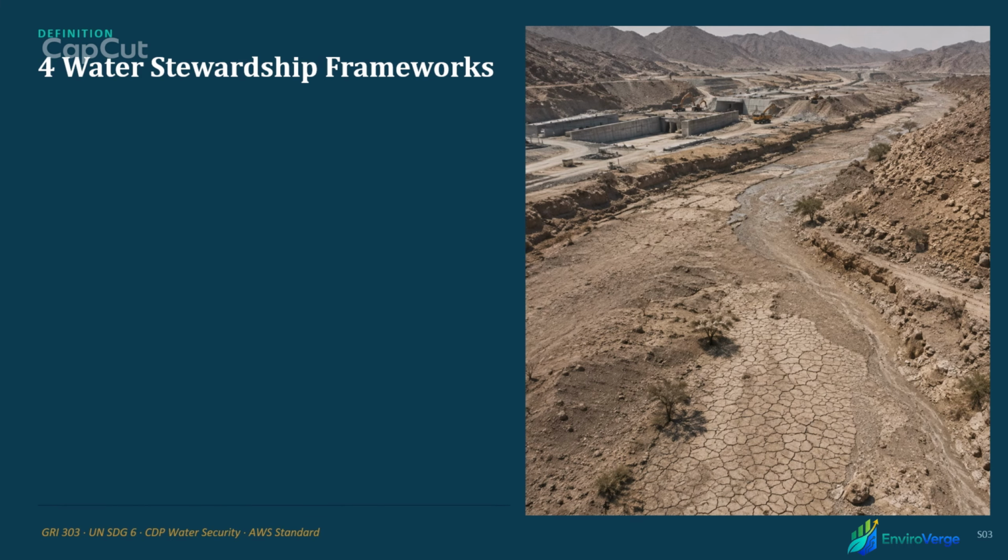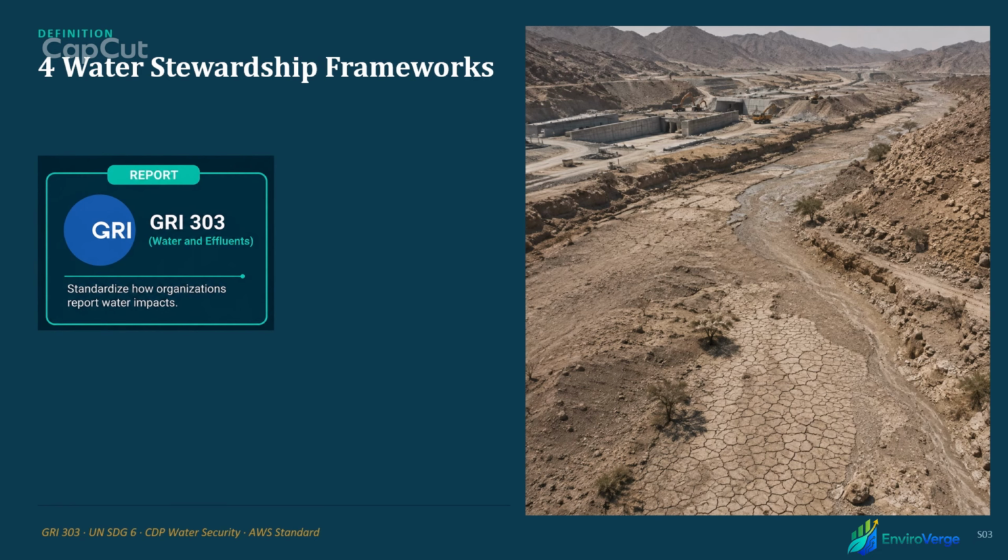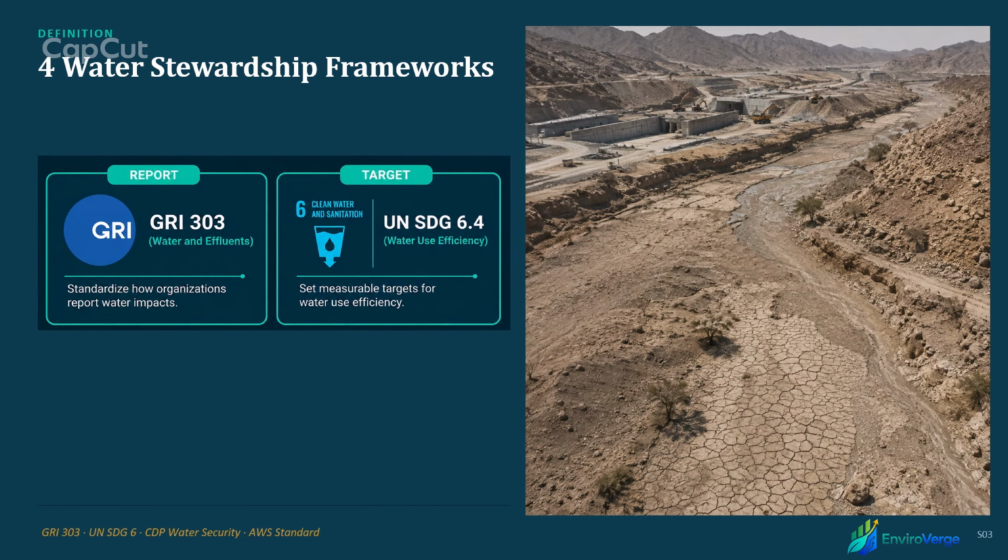4 frameworks, and they each do a different job. Practitioners routinely reach for the wrong one. GRI 303 is the disclosure standard. It standardizes how organizations report water impacts, what you actually put in the report, clauses 303-1 through 303-5. UN SDG 6.4 is the policy anchor, indicator 6.4.2 specifically, withdrawal measured against available resources, used to set measurable targets for water use efficiency.